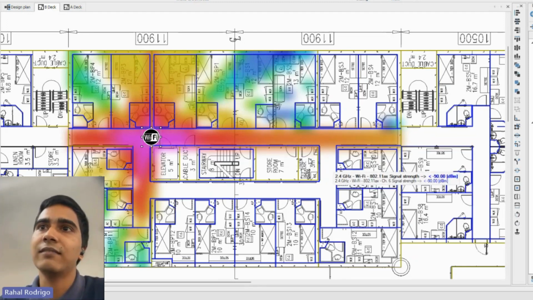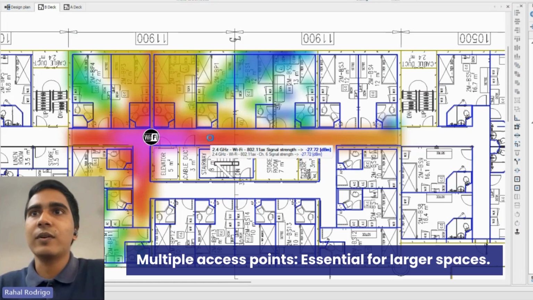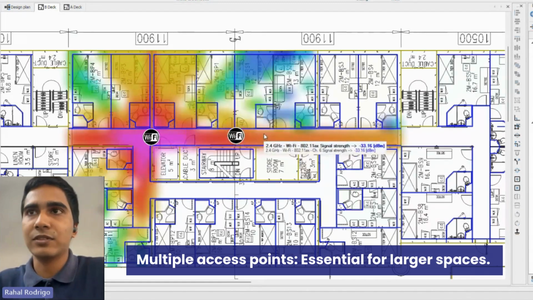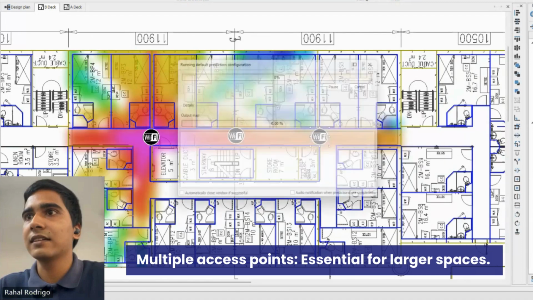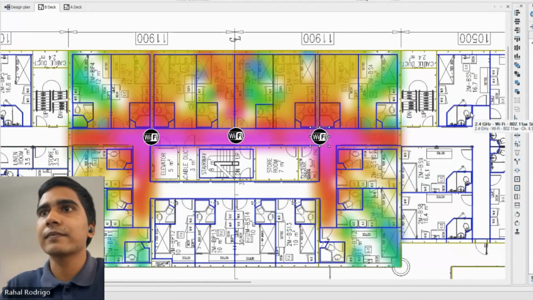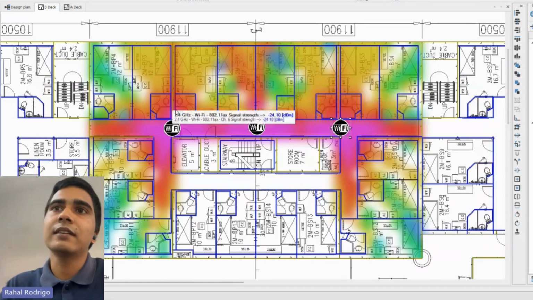Normally we don't have one access point, we have quite a few. So based on that, we can design it accordingly, and we create a pretty good spread.